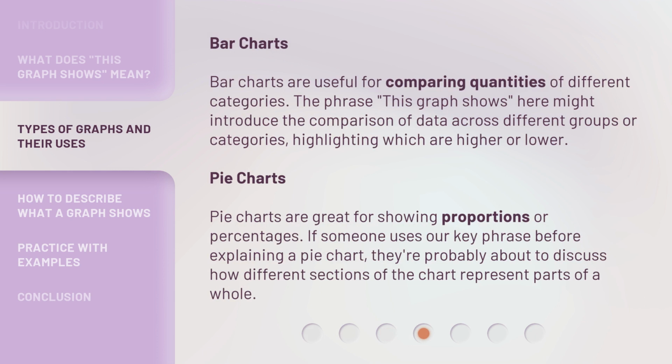Bar charts. Bar charts are useful for comparing quantities of different categories. The phrase, "This graph shows," here might introduce the comparison of data across different groups or categories, highlighting which are higher or lower. Pie charts.